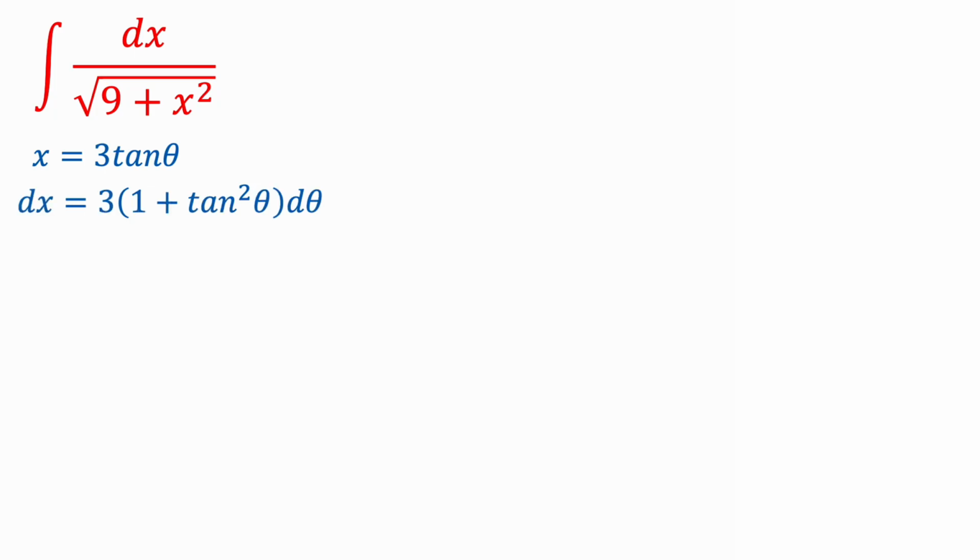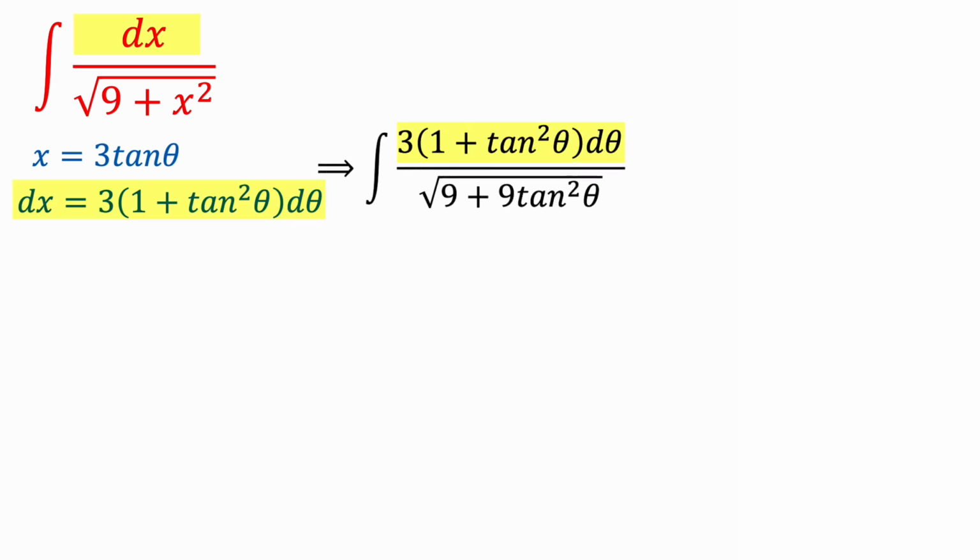Now let's go and substitute. What's in the numerator? So for dx, you're going to substitute it with 3 times the quantity 1 plus tangent squared theta d theta. What is in the denominator? 9 plus x squared. What is x? It's 3 tangent theta. So x squared is 9 tangent squared theta. Now you tell me, what do?